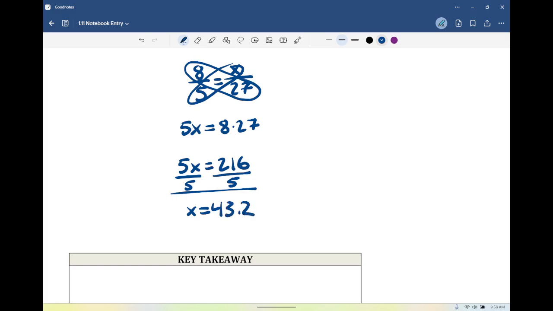43.2 what? Keyshawn? Problems. Right? We named up above that we have X problems. I want to make sure that those units stay. Units are going to be really important today. All right. I know that X is 43.2 problems.